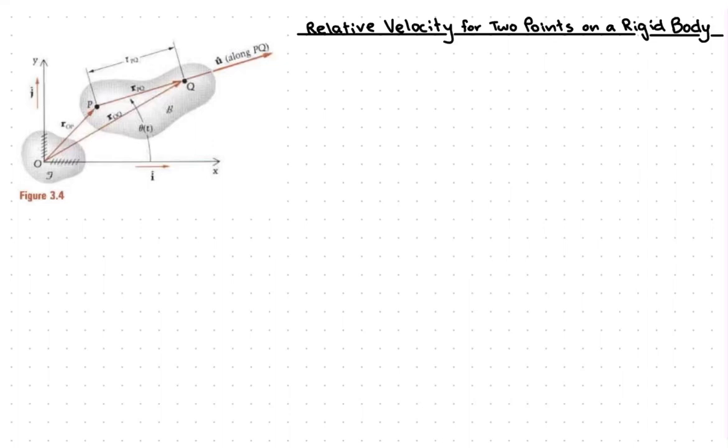Hello! Today we will be going over the relative velocity equation for 2 points on the same rigid body. Let's go ahead and start by looking at our diagram. We will be considering a body beta rotating in the fixed frame F.